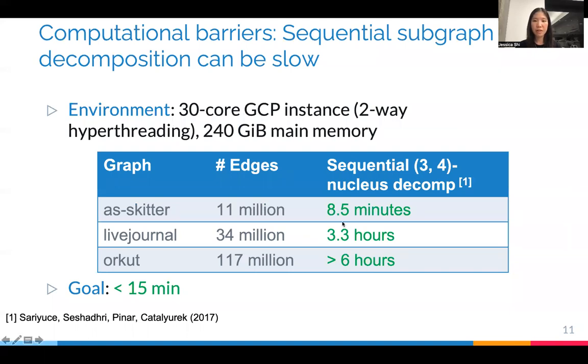they implemented their algorithms and they're able to perform (3,4) nucleus decomposition on the Skitter graph in 8.5 minutes, on the LiveJournal graph in just over 3 hours, but they reach our timeout limit of 6 hours for the ORCID graph. So as you can see, this is a computationally difficult problem.